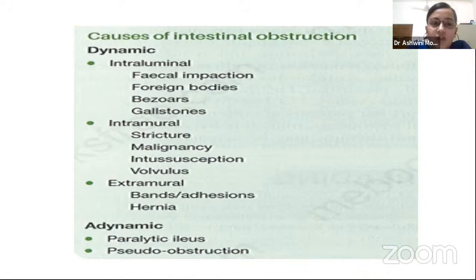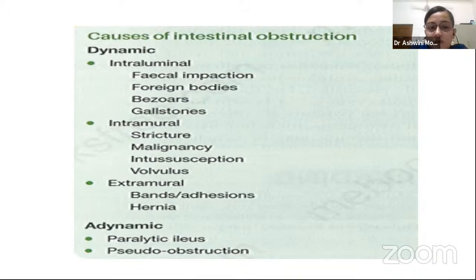Then intramural. Intramural means there is something in the wall of the bowel, not inside the bowel, but in the wall of the bowel. So stricture, malignancy, intussusception, and volvulus can be intramural. Stricture, you must be knowing, in tuberculosis or Crohn's disease or typhoid and other diseases can cause the stricture. Malignancy, the growth will be starting from the bowel wall. So that is called intramural.